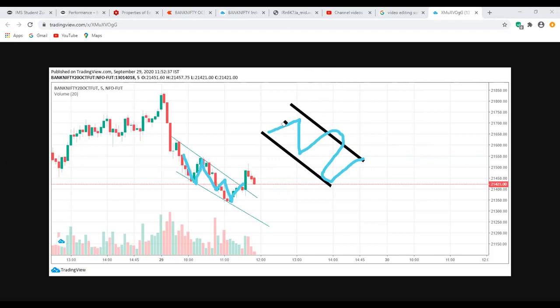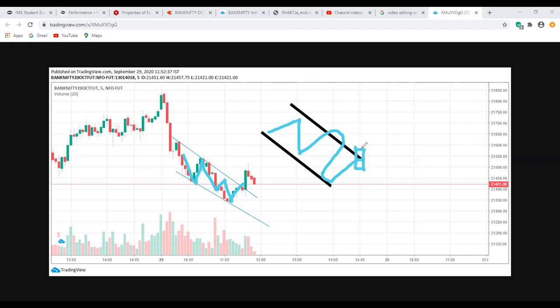So what happens is this channel gets broken and the stock starts to move up. Now, what I've noticed in most cases, or what most traders do, is that as soon as this trend line is broken over here and you get a green candle above this, you enter the position.